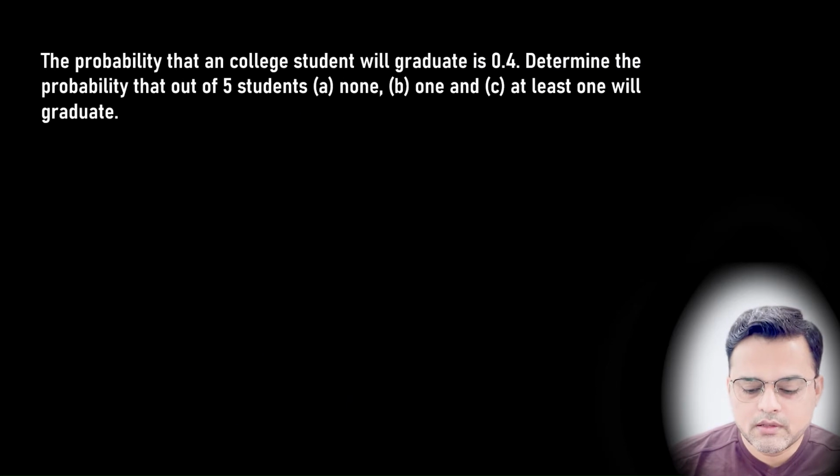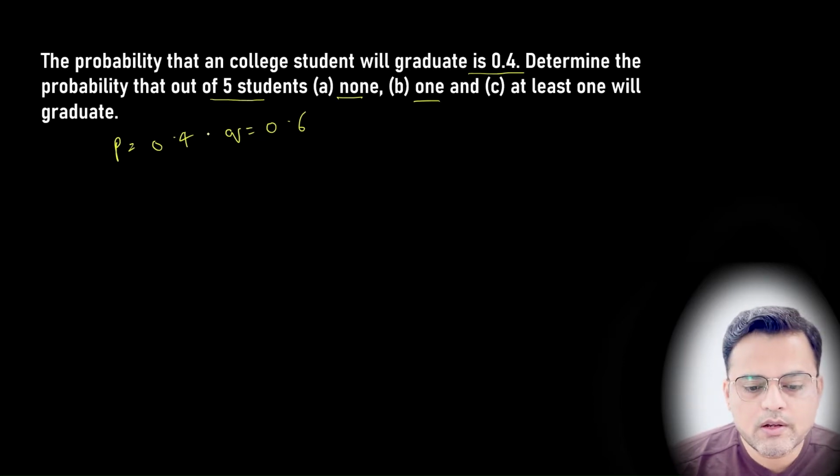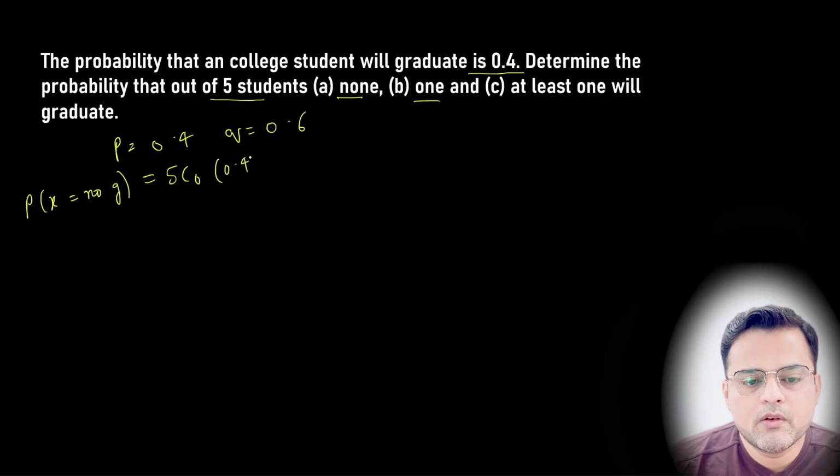The next question is, the probability that a college student will graduate is 0.4. So again, the probability of success is 0.4, and the probability of failure is 0.6. Determine the probability that out of 5 students, none, 1 and at least 1 will graduate. So what is the probability that none will graduate? Probability of X equal to no graduate is equal to 5C0, 0.4 to the power 0 into 0.6 to the power 5.